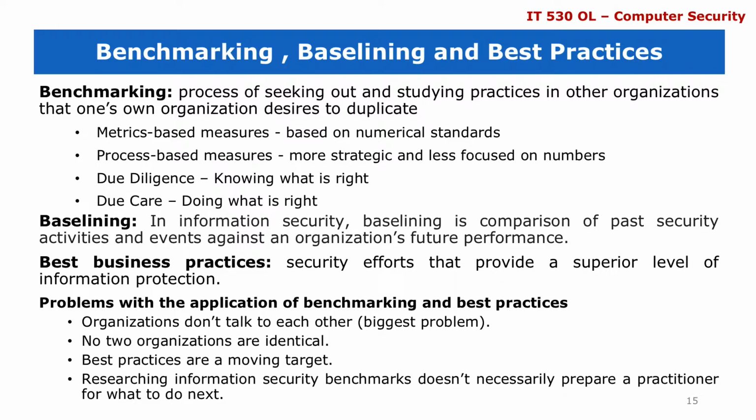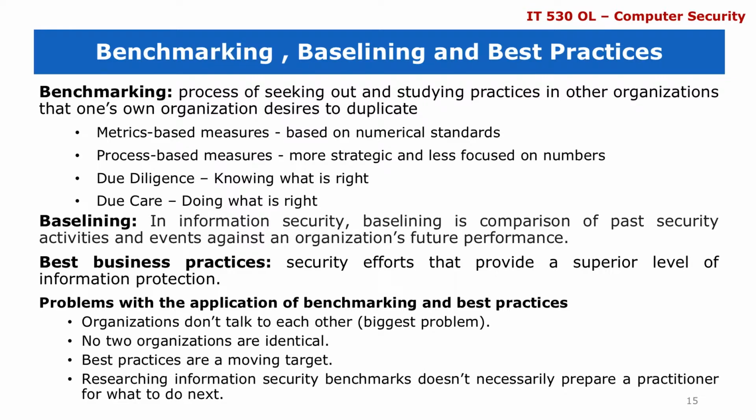Now that is the baseline for that organization, which means every system must have at least 12 characters as the minimum requirement for that organization. Best practices are just efforts that provide a superior level of information protection. When organizations consider best practices for adoption, they should always consider things like, does the organization resemble the identified target organization with best practices?